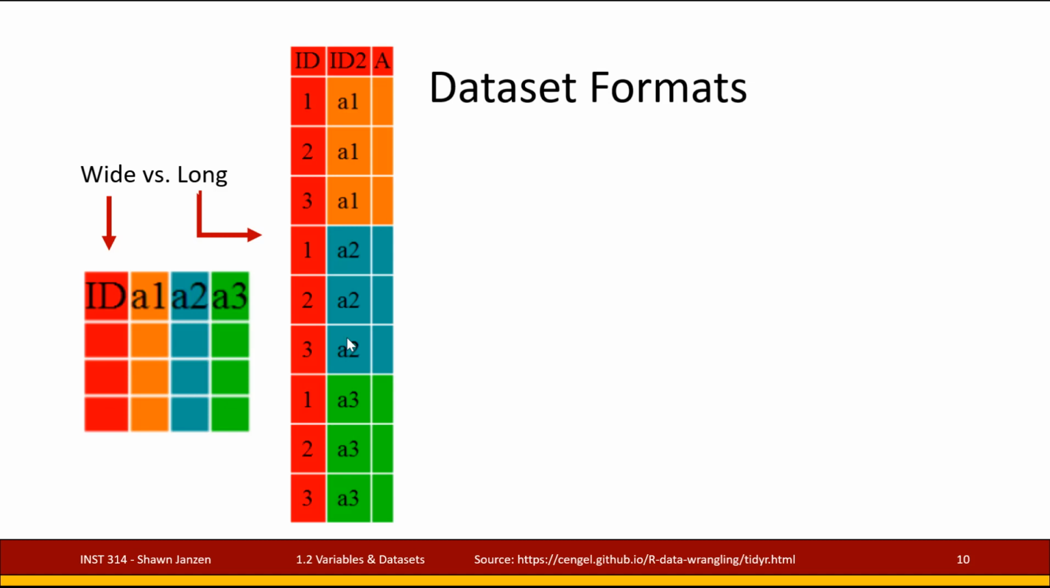ID2 might be population, and so A1 might be the population in 2000, A2 could be 2010, A3 might be 2020. So every time we see ID number 1, that would be the first county, ID number 2 would be the second county, ID number 3 would be the third county, and we would just see the populations for the 2010s, 2000s, 2020s, all going down. You're going to learn how to reshape data sets between wide and long when you get to your data manipulation course, but that's not something we're going to cover in this class.